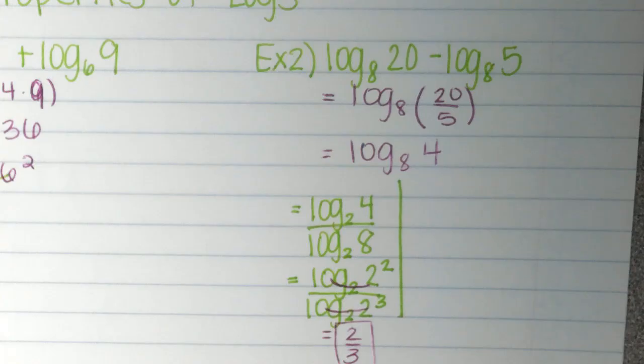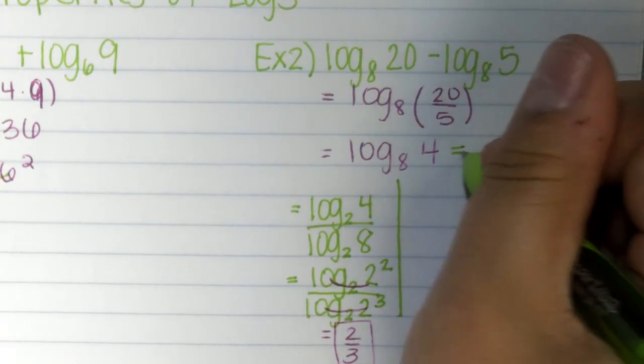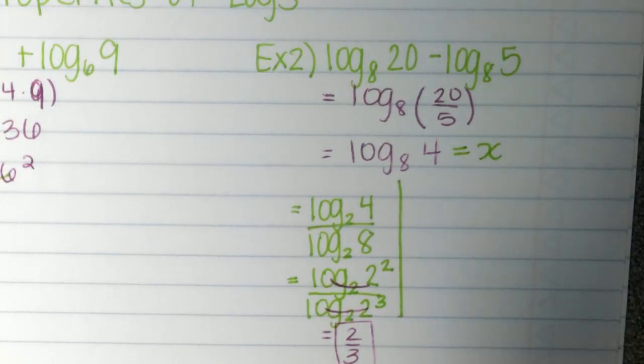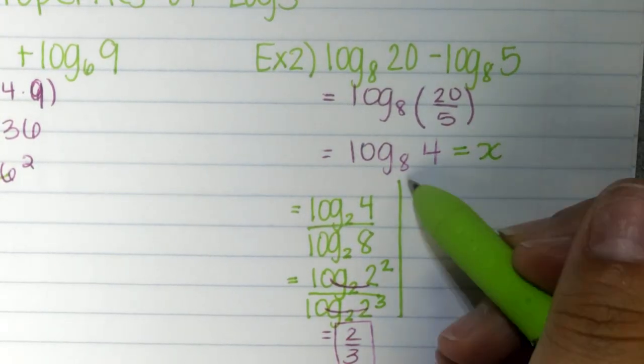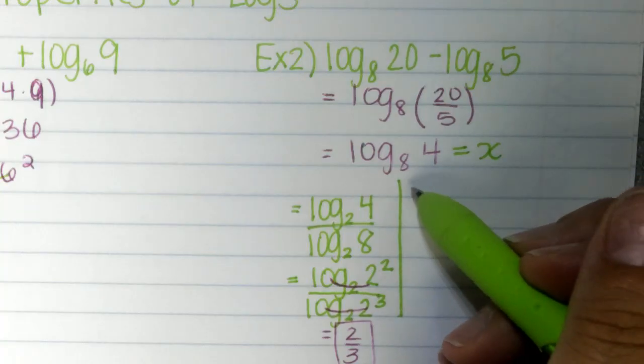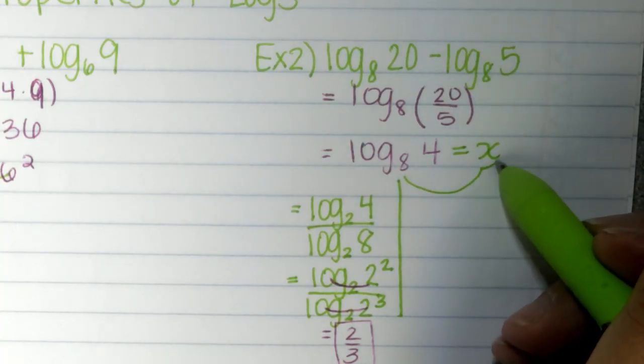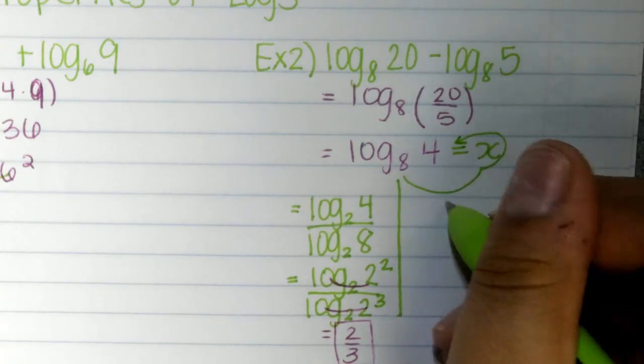Again, do you have to do it that way? No. Alright, what is another way I could do this? I could just turn this into an exponent. I can make this equal x and do the loop. Remember, your loop starts at your base. So I would do 8 to the x equals 4.